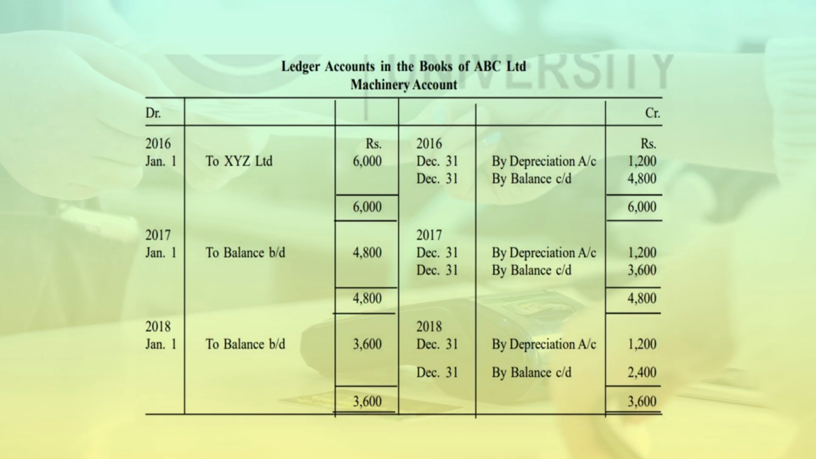Again we will charge the depreciation of 1,200, because the depreciation amount will remain the same, because the method of charging depreciation is straight line basis. So, by balance c/d 3,600. Again it will be brought down next year, to balance b/d 3,600. So, by depreciation 1,200. So, by balance c/d 2,400. So, this is how the asset account is prepared in the books of the hire purchaser.